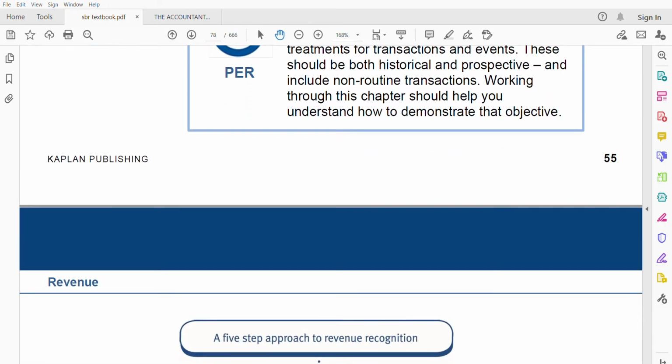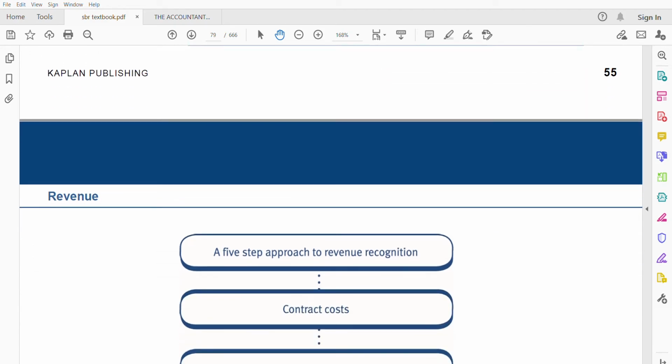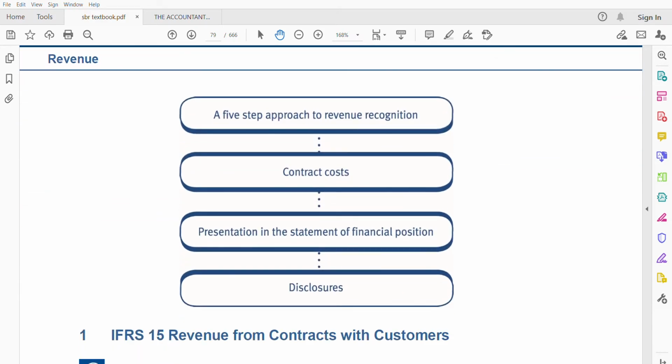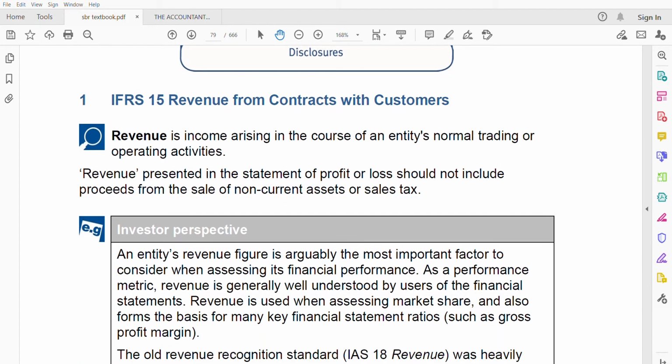There are three parts to this. This is the first part of the video, and here we are going to go through the 5 stages to recognize revenue. The second part will be discussing other issues for revenue, and in the third I will be solving all the questions. So for revenue, there is a 5-step approach to revenue recognition. This video will be focusing on it. And the second part will be focusing on the contract cost, the presentation in the statement of financial position, and the disclosure. So we are going through these 4 things. So let us start with IFRS 15, revenue.